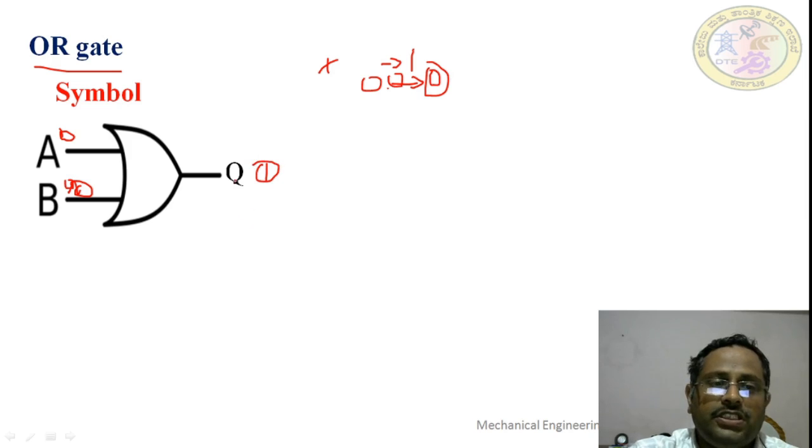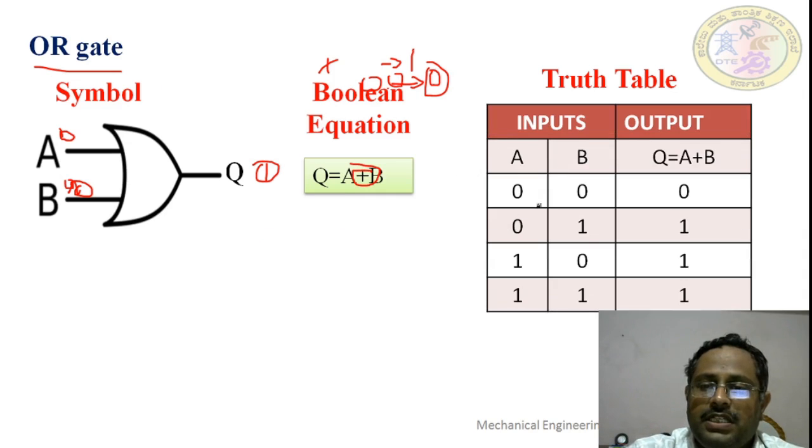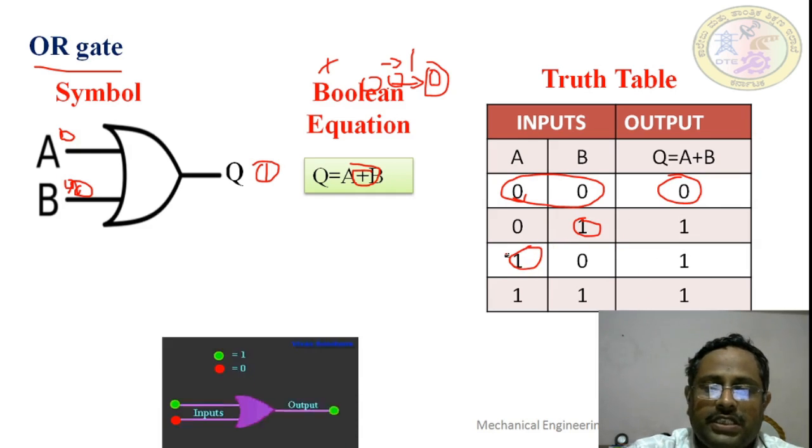The equation used to represent this OR gate is Q is equal to A plus B. This plus symbol is used to represent the OR function. We'll see the truth table. See here, if both the inputs are low, then the output is low. If any one of the inputs is 1, then the output is 1. We'll see in the animation.